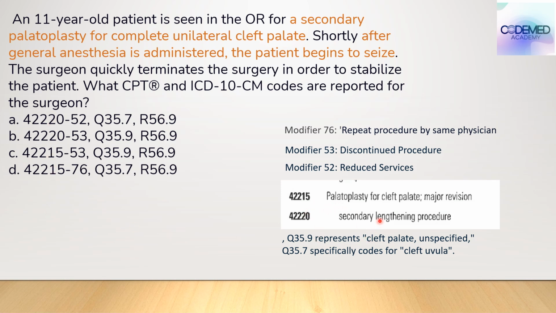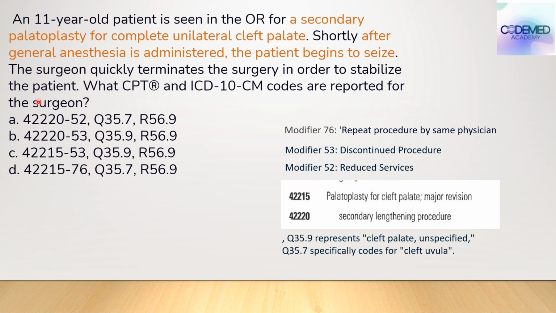42215 is a palatoplasty for cleft palate, major revision, and 42225 is a secondary lengthening procedure, secondary palatoplasty for the complete unilateral cleft palate. So we have the code here. Now we need to check what the modifier is. So 76 is a repeat procedure by the same physician. 53 is a discontinued procedure.